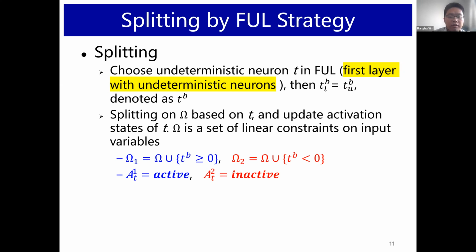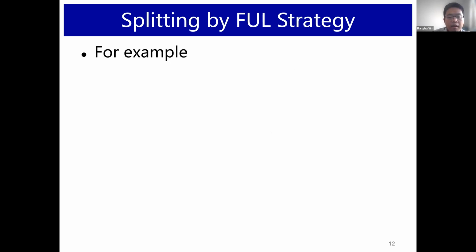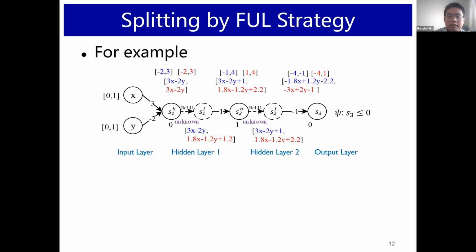Note that after splitting by FUL strategy, the splitting neuron must be deterministic in both sub-VPs, and this property makes our approach complete. In our motivating example, since the activation state of S1 is unknown, layer 1 is FUL. Then we choose S1 as the splitting node. Its symbolic bound is 3x minus 2y.